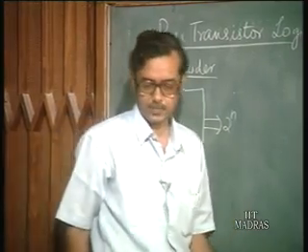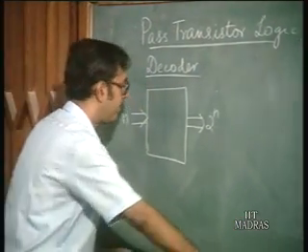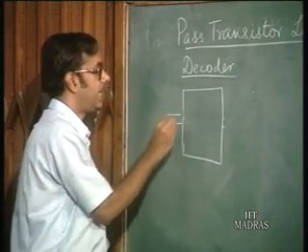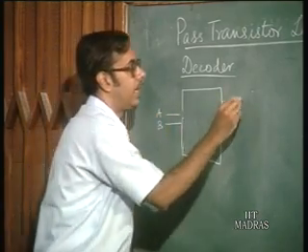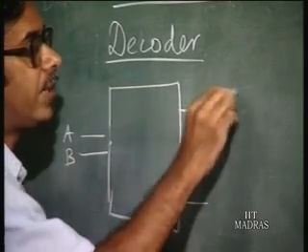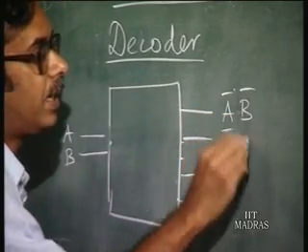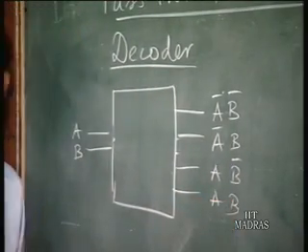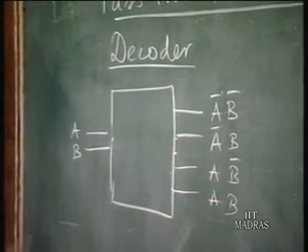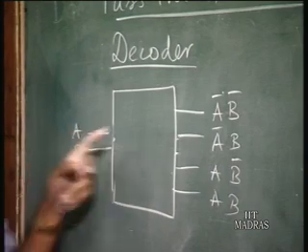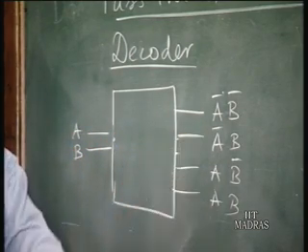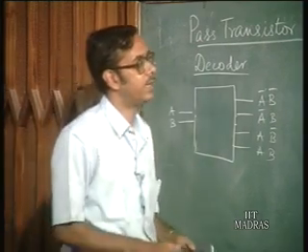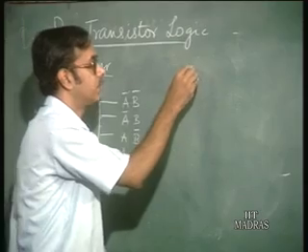Basically, in a decoder, say if you have 2 inputs, A and B, you have 4 outputs. So you have A bar B bar, A bar B, A B bar, A B. There are 4 possible combinations. Depending on the input combination, only one of them is going to be high, all other outputs are going to be low. You can realize that using pass transistors, a very simple configuration.